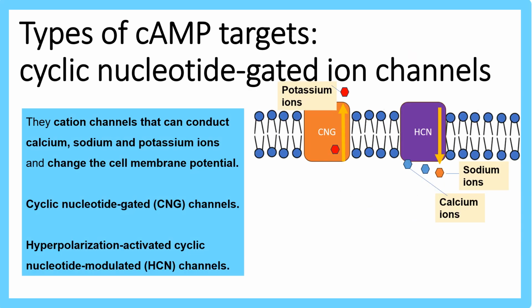Another type of cAMP target is cyclic nucleotide gated ion channels. And these are channels that allow positive ions, known as cations, to pass through. And this is what changes the membrane potential, so the concentration that's inside and outside of the cell. CNG is an abbreviation for cyclic nucleotide gated channels, and HCN for hyperpolarization activated cyclic nucleotide modulated channels. So as you can see over here, the CNG focuses on the potassium ions that are more or less leaving the cell, and the HCN is involved in ions such as sodium and calcium that are entering the cell.